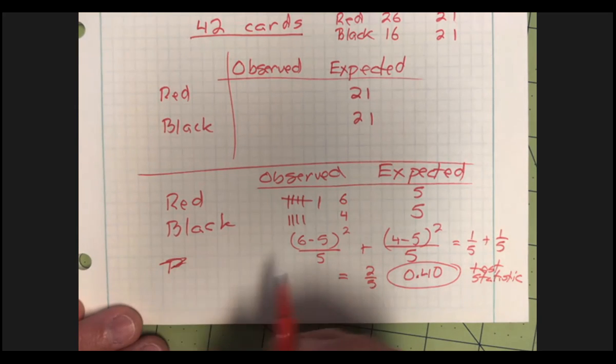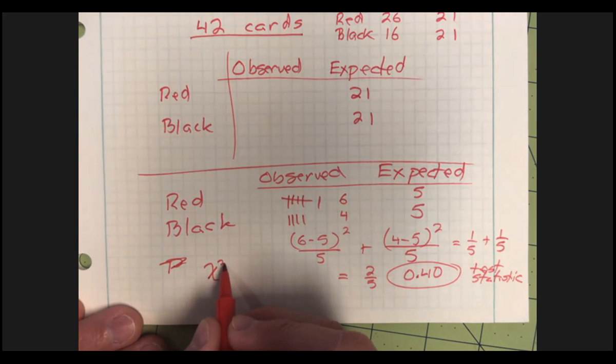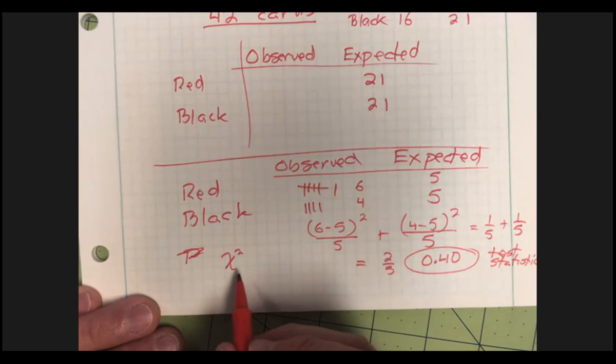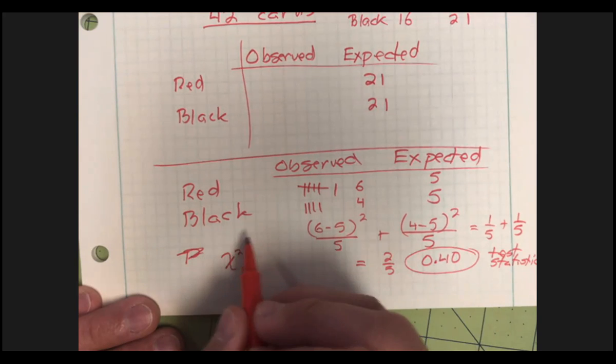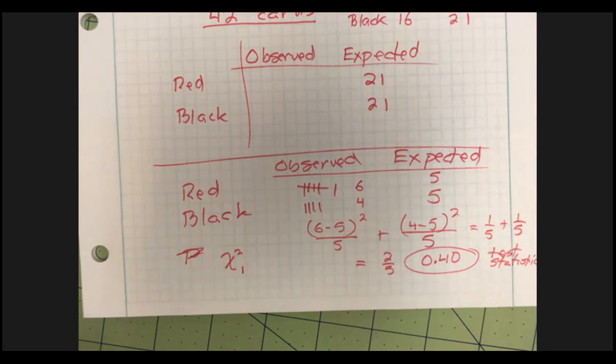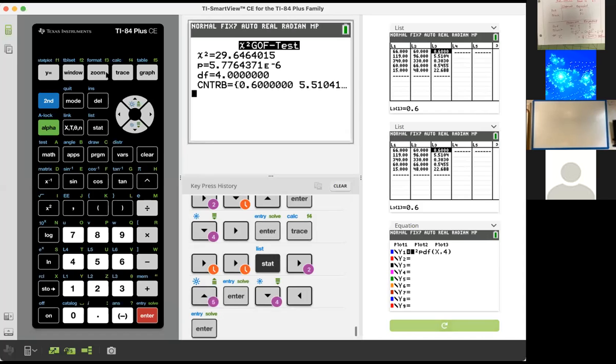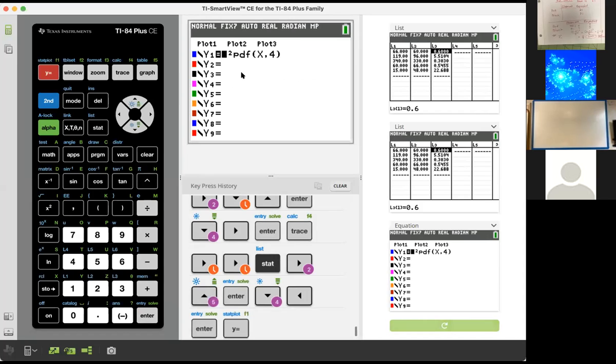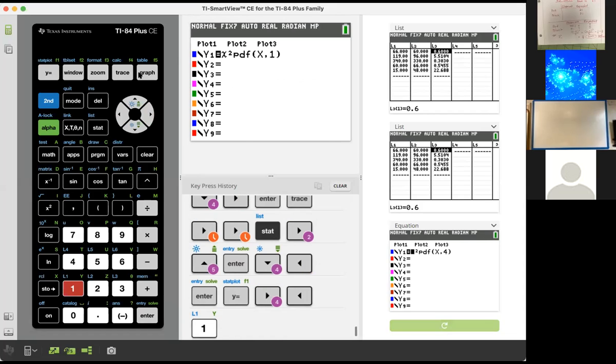Now let's do chi-squared distribution with how many degrees of freedom? This is 1 degree of freedom because I have two categories. A chi-squared distribution with 1 degree of freedom looks kind of funny. Let me show it to you. It's seriously bent. So chi-squared distribution with 1 degree of freedom looks like this.